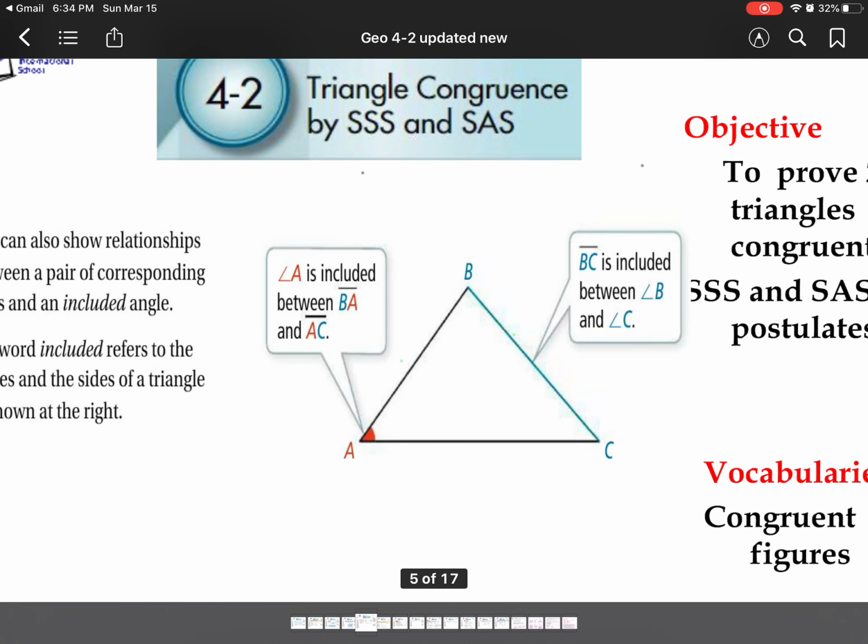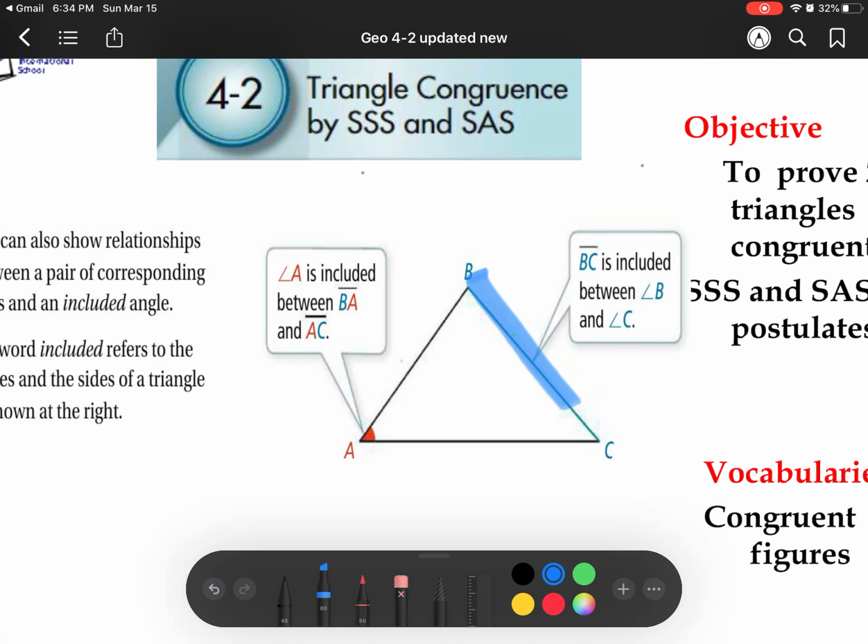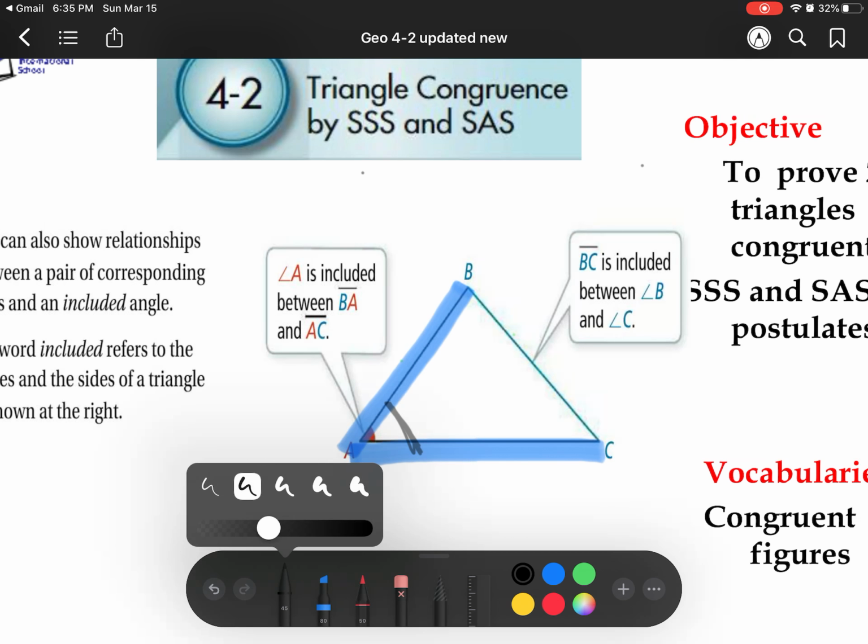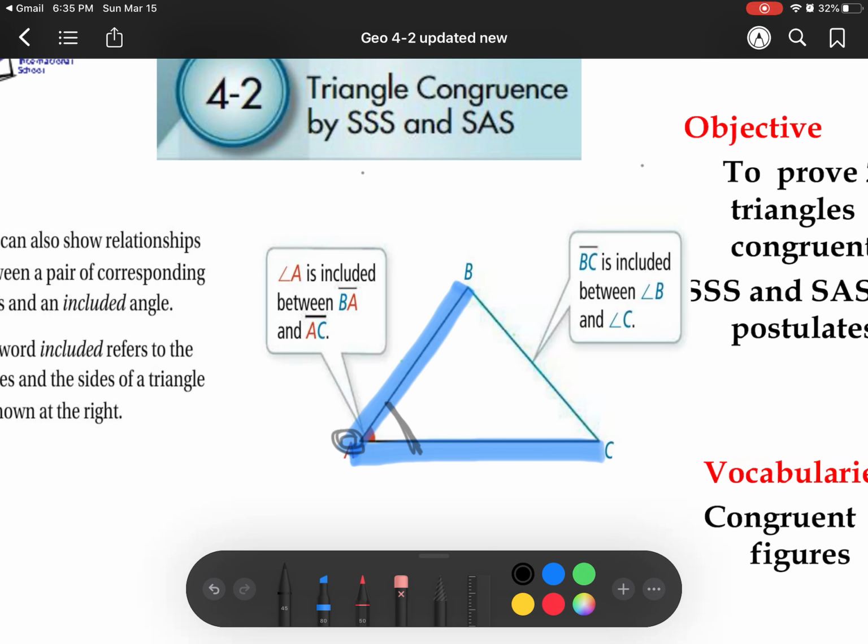As we explained SSS to be side, side, side, we are explaining the second one to be side, angle, side. Let's highlight the second one. Okay, side, and then side, and an angle in the middle of them. Side, angle, side. This means I have two line segments connected with one vertex. This vertex, I have an angle formed in here.